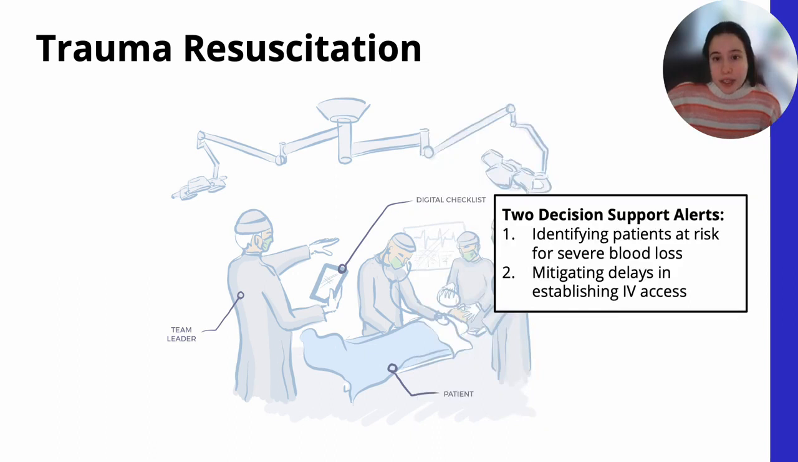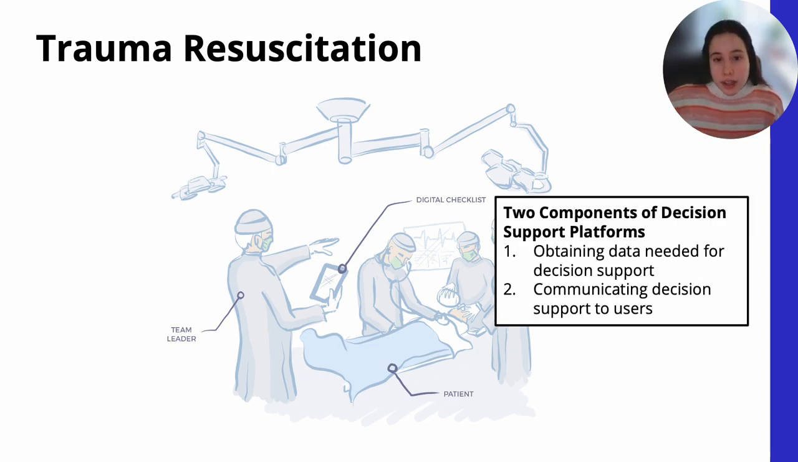We examined how the digital checklist could support two types of decision support alerts. The first alert identifies patients at risk of severe blood loss. The second alert helps to mitigate delays in establishing IV access, which is required for administering blood transfusions to patients. To function as a decision support platform, the checklist would need to obtain the data required for determining the appropriate decision support for the case and communicate this decision support to users.